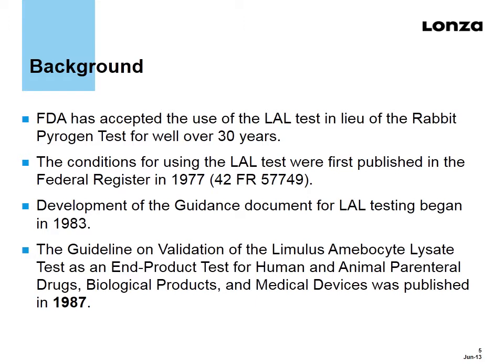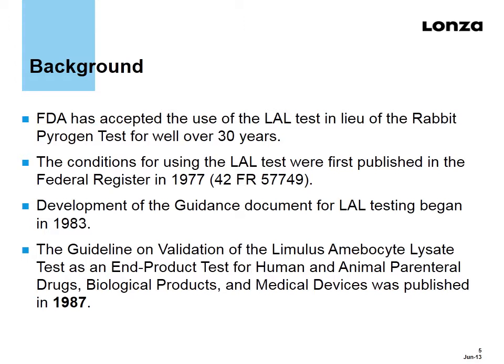Background. The FDA has accepted the use of the LAL test in lieu of the rabbit pyrogen test for well over 30 years. The conditions for using the LAL test were first published in the Federal Register in 1977, and the citation is 42 Federal Register 57749.